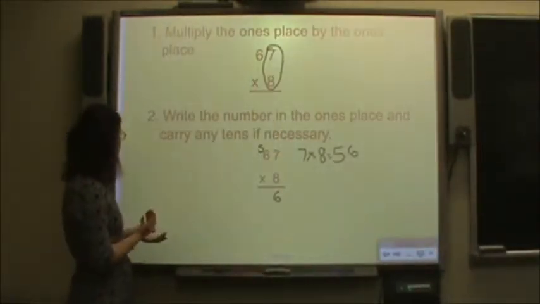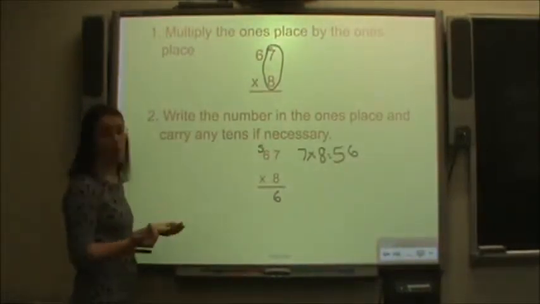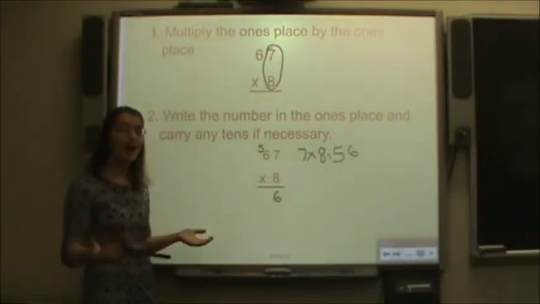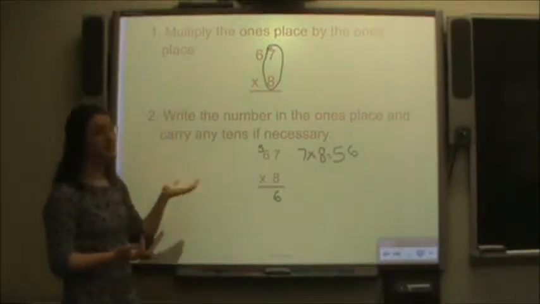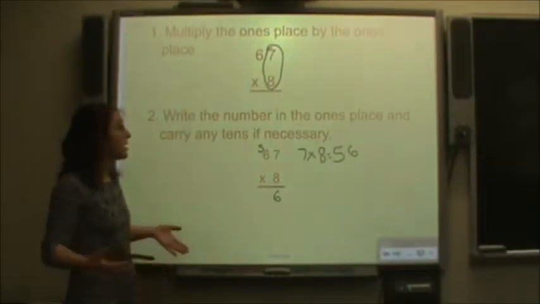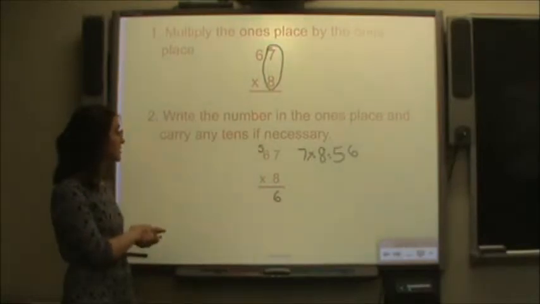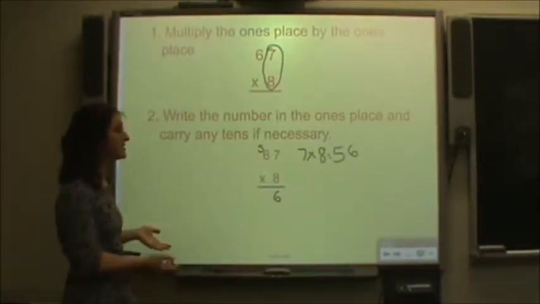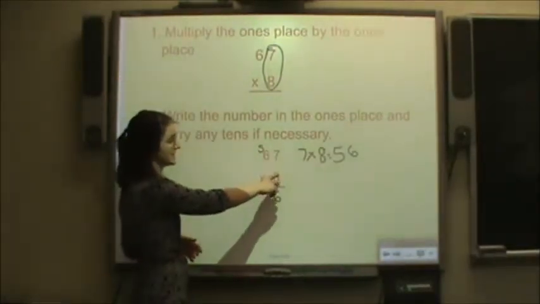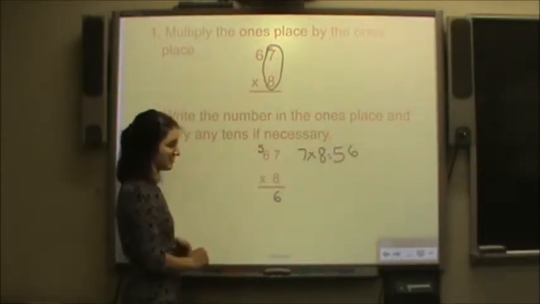Okay, so up on the board I have the steps of the traditional algorithm, and I'm going to walk you through them step by step and show you how that works conceptually. So the first step is to always multiply the ones place by the ones place. So that works just like you'd expect it to. And then you write the number in the ones place and carry any tens if necessary. So here we did 7 times 8, which equals 56. I carried the 5, and I put down my 6.